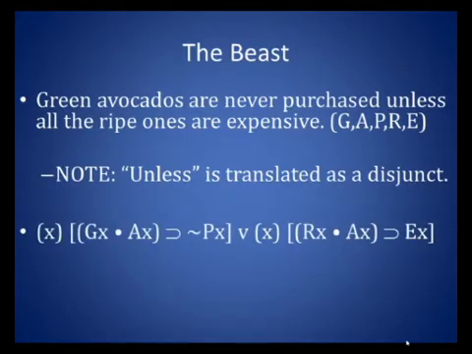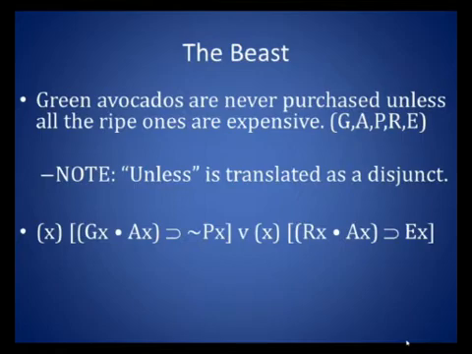So let's take a look. Yes, it's big. But let's take it one part at a time. So notice what our main operator is. Our main operator is the wedge, right? It's a disjunct symbol. We get this from our unless. So we have two sides to this wedge. On the left side, we have green avocados are never purchased. And on the right side, we have all the ripe ones are expensive, where the disjunct symbol itself replaces the word unless. So let me just read the translation, and then we can talk through it some.